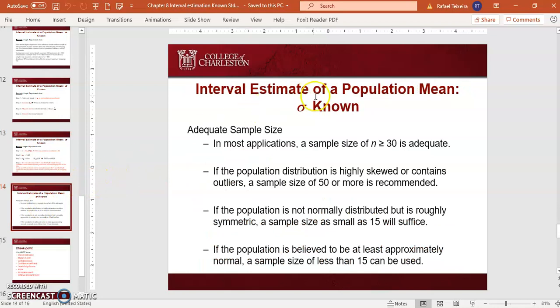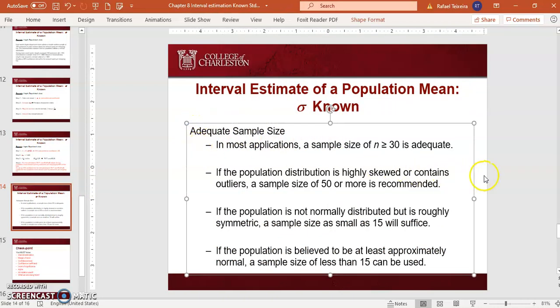And one important thing is the adequate sample size. You see that sample size is everywhere in our problems. So in most applications, a sample size greater than 30 is okay, is good. If the population distribution is not normal, which is highly skewed or has many outliers, a sample size of 50 or more is recommended.